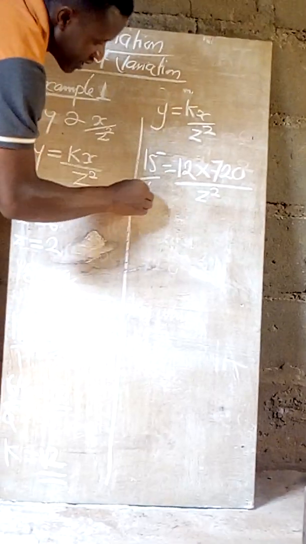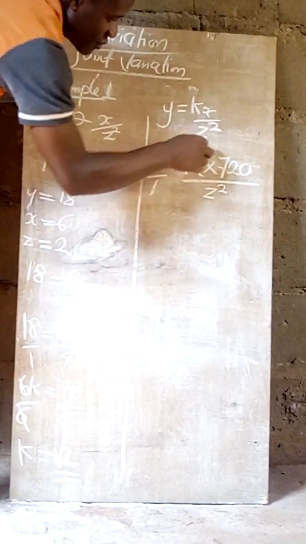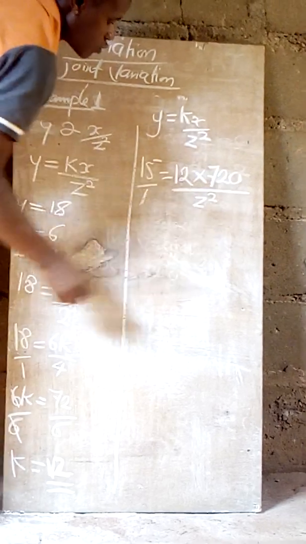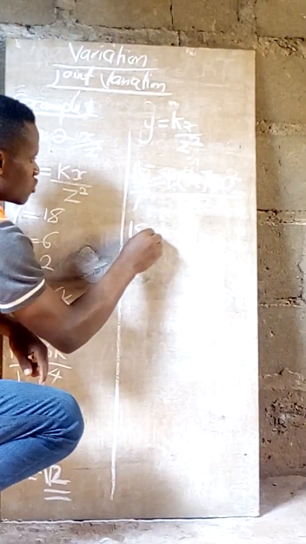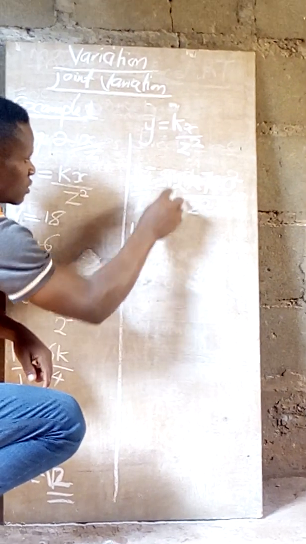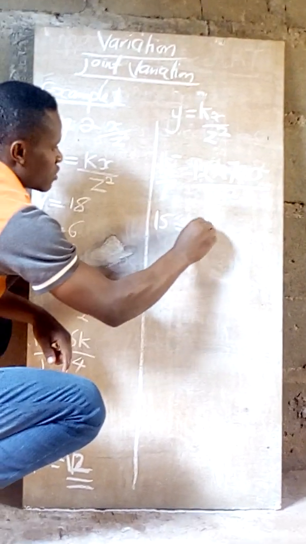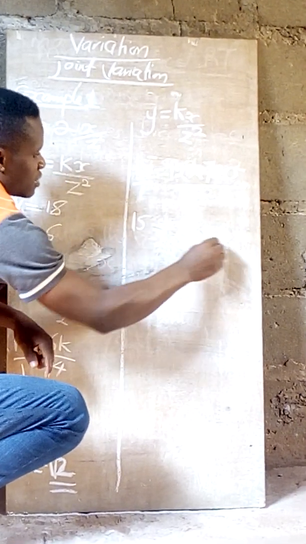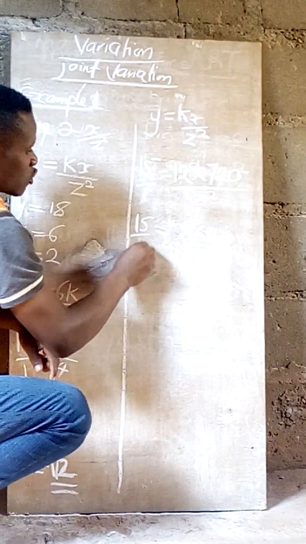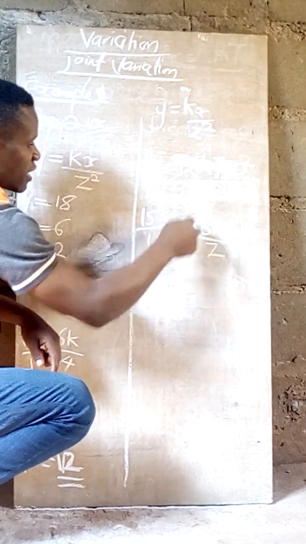You have to multiply, right? Let's first of all multiply that one first. 15 equals to 12 times 720, which is 8,640, all over z squared, right? This time you have to cross multiply, right? Yes.